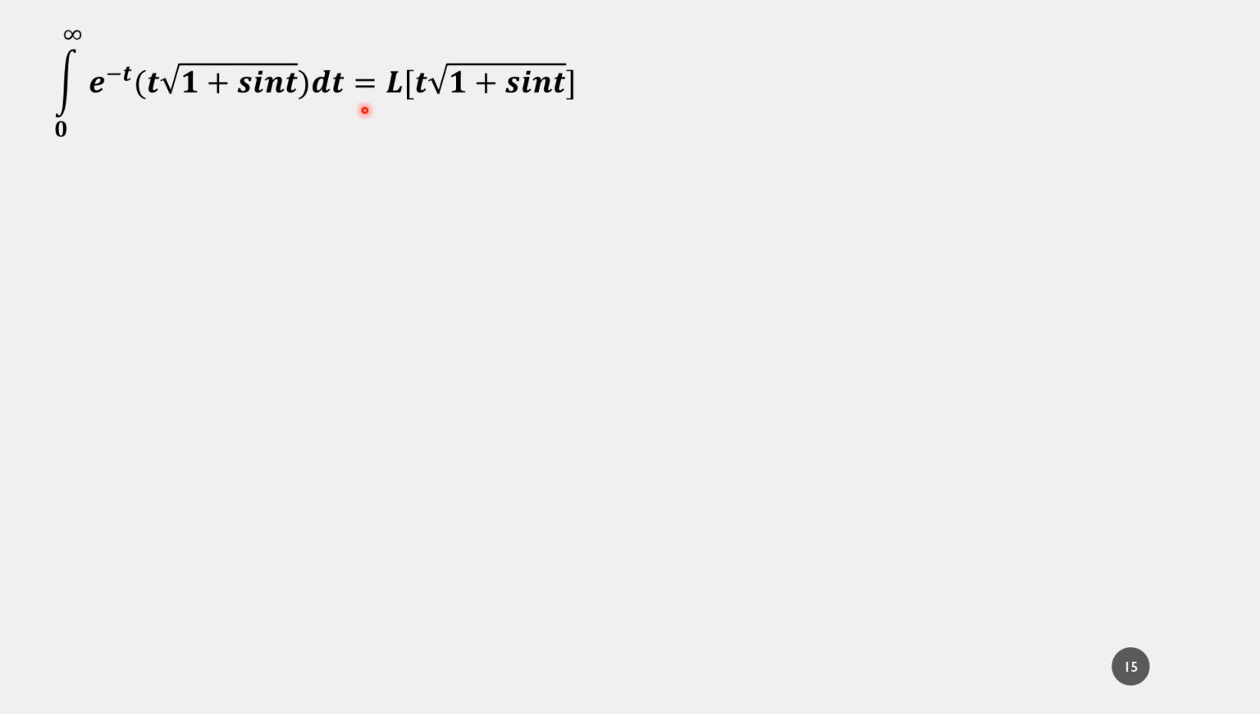So now we have to calculate L of t into root of 1 plus sine t. First we have to take this function, root of 1 plus sine t, and calculate the Laplace transform. We cannot calculate directly because this function is under the root. So now our aim is to remove this square root.